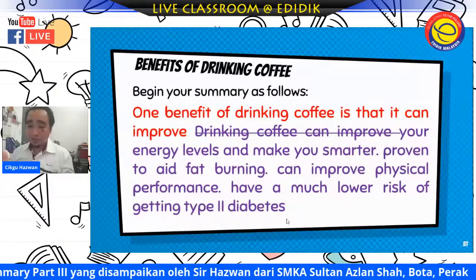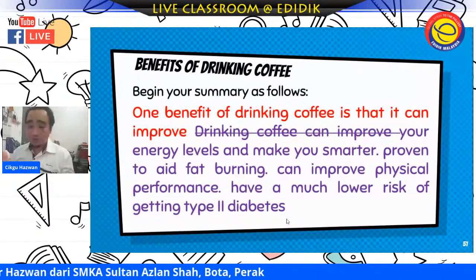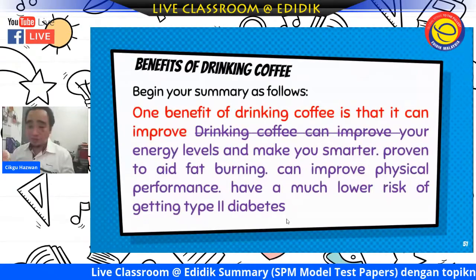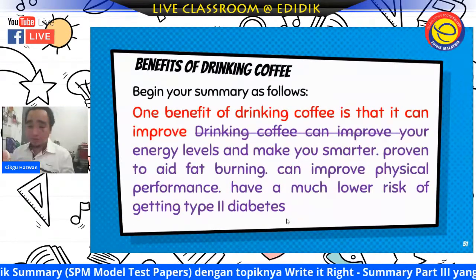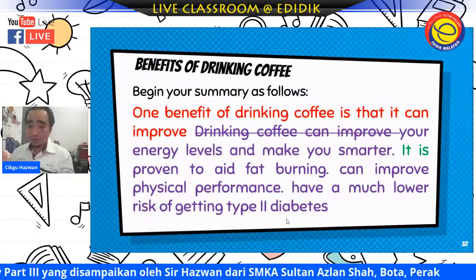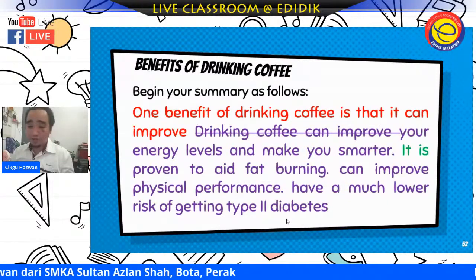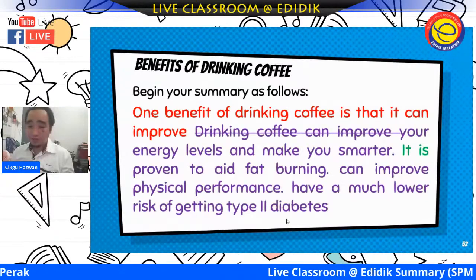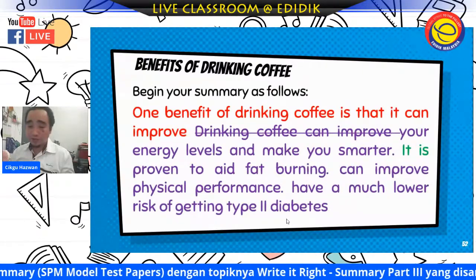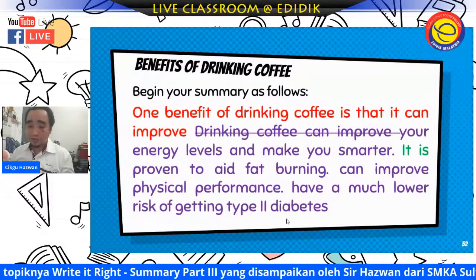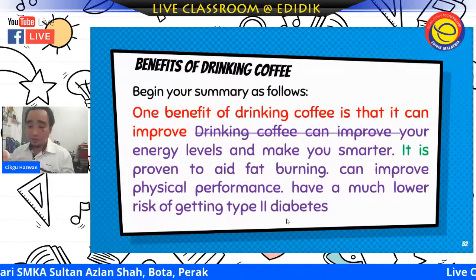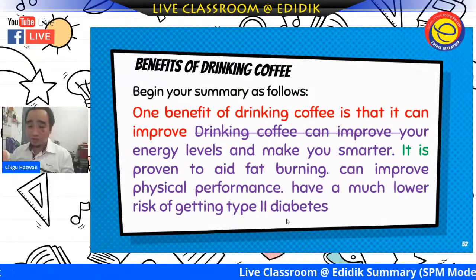And then you have proven to aid fat burning. So you have to ask yourself, who or what is proven to aid fat burning? Obviously, it's going to be the coffee. So it is proven to aid fat burning. Next you just add 2 words, which is it is proven to aid fat burning. And then you have the next point, which is can improve physical performance. So we ask ourselves again, who or what can improve physical performance? Remember, we are writing about drinking coffee. So it must be drinking coffee can improve physical performance. Okay.